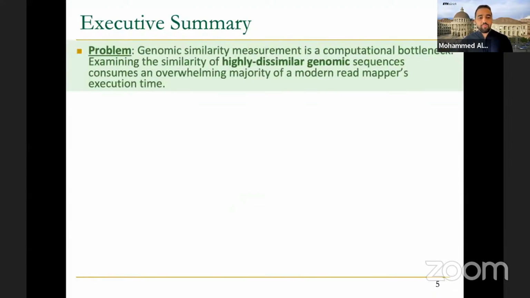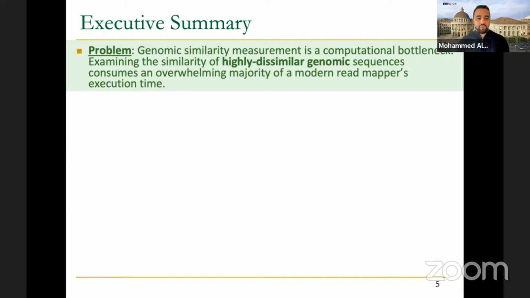Okay, so what is the executive summary? The problem is that genomic similarity measurement is a computational bottleneck, so it's really expensive. We would like to solve this expensive problem, but the challenge is that we cannot replace this expensive algorithm with something inexpensive. Rather, we can reduce the number of times we use this expensive algorithm.